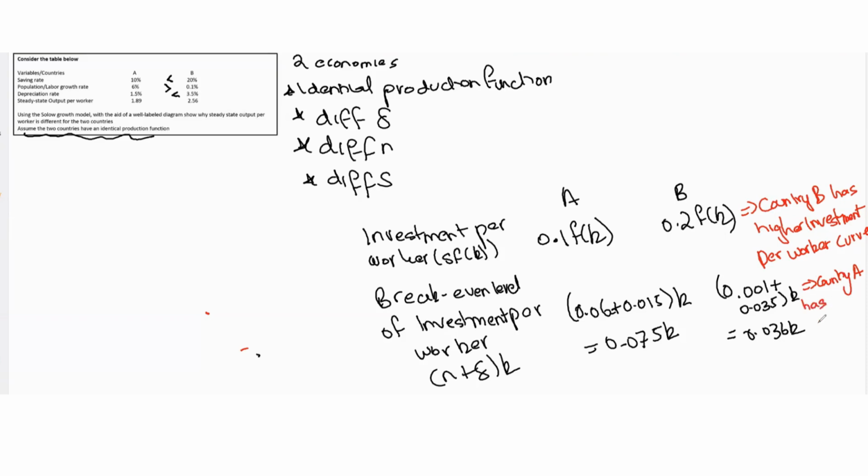has a higher break-even line, because in our Solow diagram, we have the production function, which is identical for both of them. We have the investment per worker curve, which is higher for country B. We have the break-even level of investment per worker line, which is higher for country A. So now let's plot it, keeping this in mind.